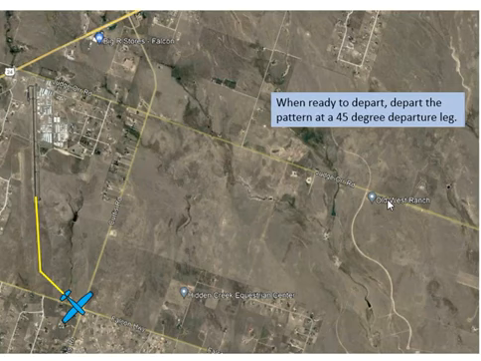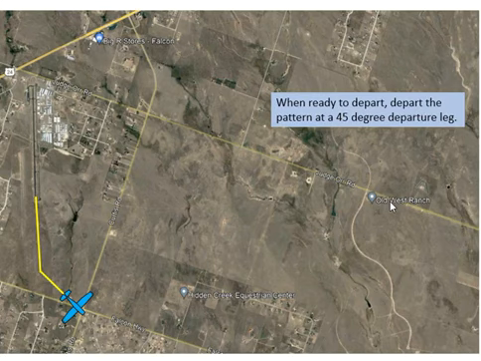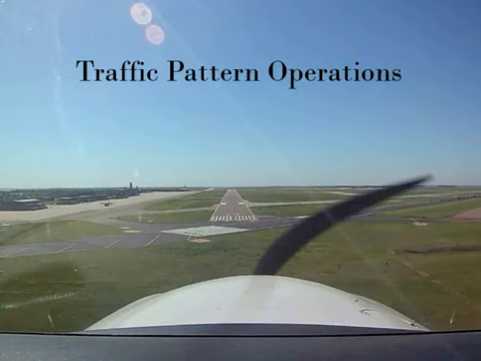Of course, obviously, this is an uncontrolled field. If we were at a control tower, they would probably be more directive in terms of how they want us to leave the pattern. All right, folks, so that's traffic pattern operations.